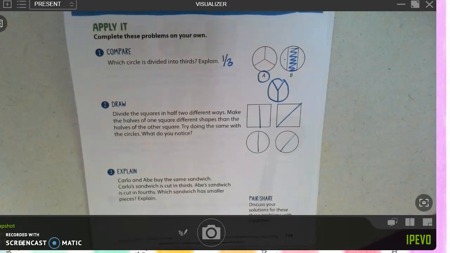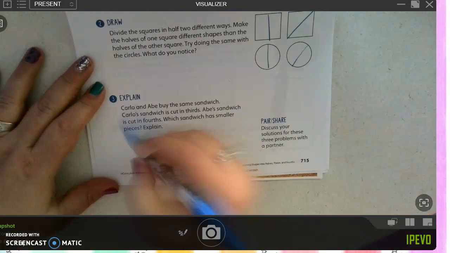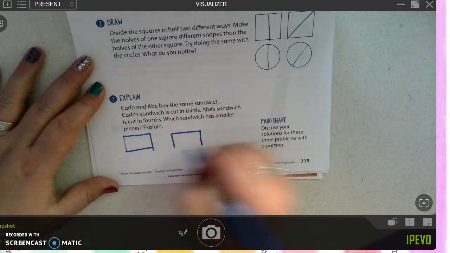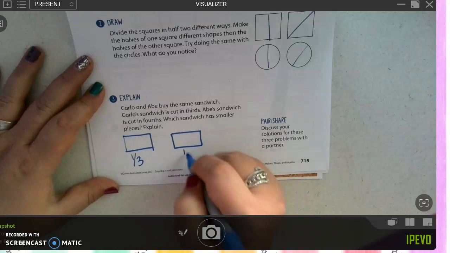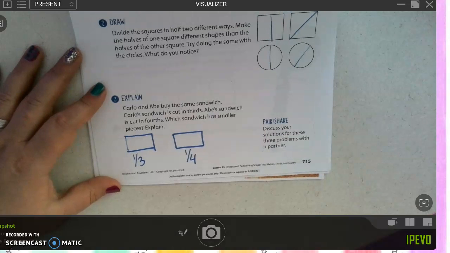All right, looking at explain. Carlo and Abe buy the same sandwich. Carlo's sandwich is cut in thirds. Abe's sandwich is cut in fourths. Which sandwich has smaller pieces? So I want you to draw two rectangles. Divide this one into thirds. Divide this one into fourths. Tell me which one's smaller.